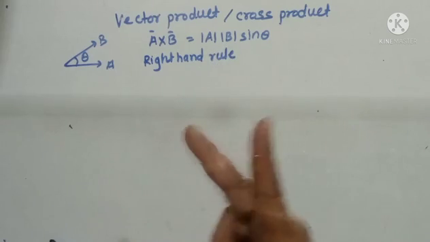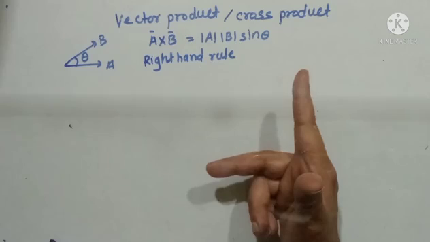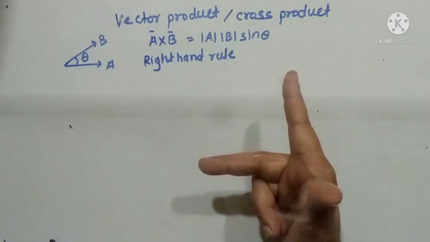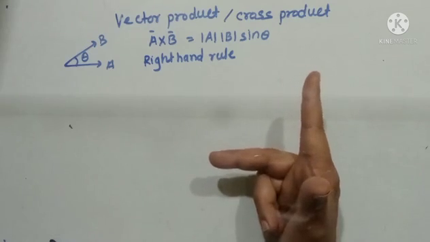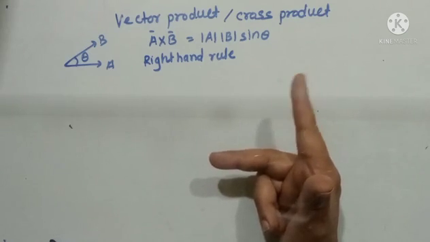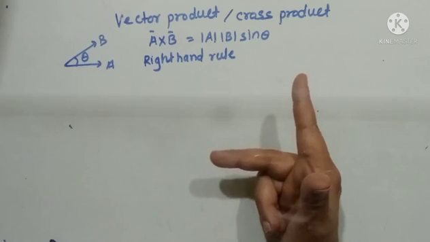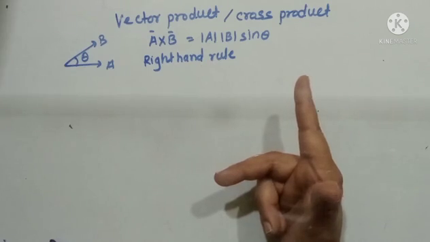Suppose I hold my right hand like this, so this is vector A and this is vector B, then the vector product direction will be in my thumb direction. This is my forefinger. The forefinger denotes one vector, and the middle finger denotes the other vector. Then the resultant vector of the cross product will be denoted by my thumb. So this is the right hand rule.